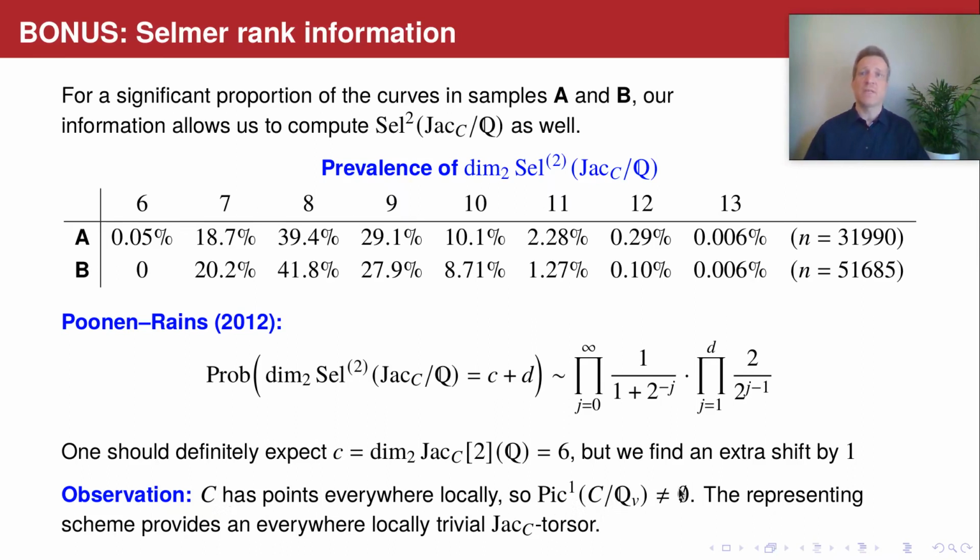That means that the representing scheme provides an everywhere locally trivial torsor under the Jacobian, and that contributes something to the 2-Selmer group, and it's an indication that Jacobians might actually have some different arithmetic behavior from that for general abelian varieties, because the existence of such torsors is actually something one expects for Jacobians and not for general abelian varieties.